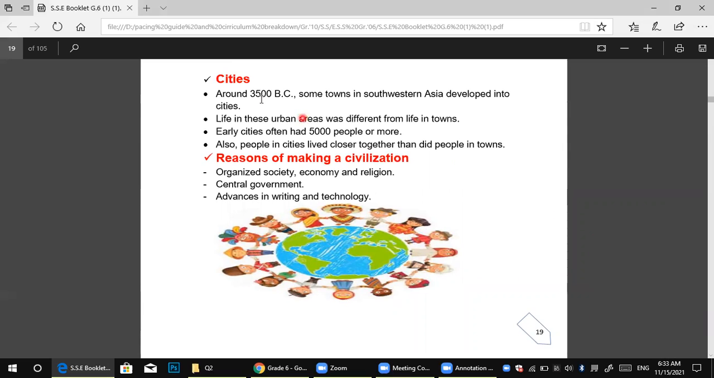They tried to form cities around 3,500 before Christ. Some towns in southern Asia developed into cities because we have many societies, so we can form a city. Life in these urban areas was different from life in towns, because urban areas depended on agriculture, but towns depended on trading and manufacturing. Early cities often had 5,000 people or more. People in cities lived closer together than people in towns. Reasons for making civilizations: organized society, economy and religion, centered government, advances in writing and technology.